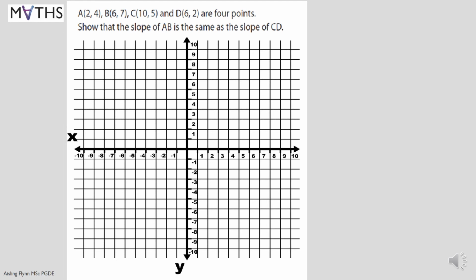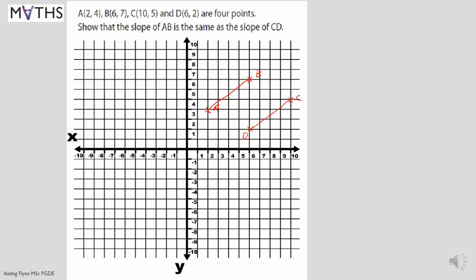So A is 2, 4 and label, that's A. B is 6, 7, which is here. Okay, that's B. And I'm going to join them up. Okay, C is 10, 5 and D is 6, 2. That's D, and I'm going to join those up.